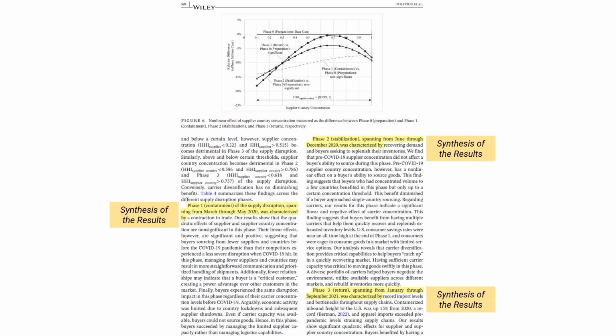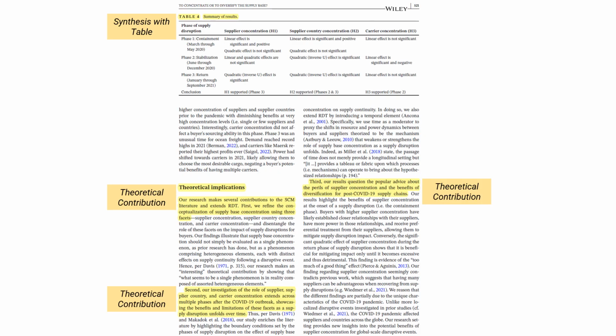Specifically, they start the discussion section with a synthesis of their key findings, following the three phases in which supply chain disruptions typically manifest for companies. And yes, they also use a Table 4, summary of results, to help readers understand their findings more quickly. After organizing their main results into an overall picture in the theoretical implications section, they then also discuss the theoretical contributions they make to the literature with their study.